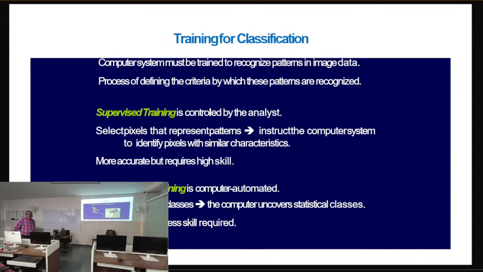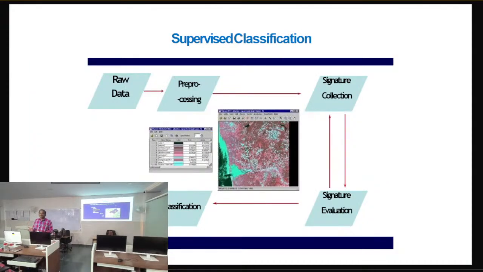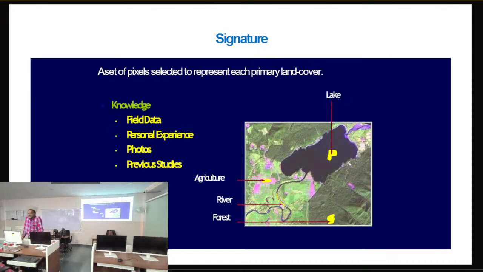When we talk about signature, for the supervised classification, the information class is what we call a signature. Let's say I'm having a lake. I draw a small polygon and say this is the lake. Like that, I can go ahead and identify the different types of features. I draw a polygon and say forest, another and say agriculture, and also a polygon and say river. So a set of pixels is selected to represent each primary land cover. Land cover is nothing but the land being covered with various types like vegetation and water and so on. That's what we call land cover.